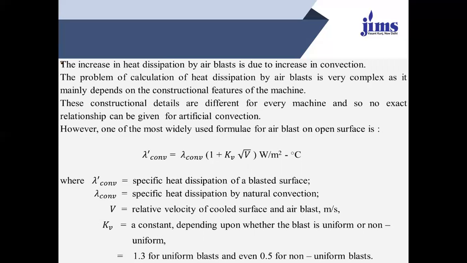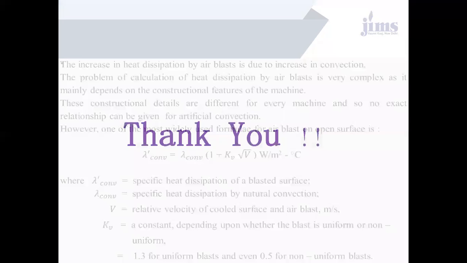Here lambda dash convection is the specific heat dissipation of a blasted surface. Lambda convection is the specific heat dissipation by natural convection. V is the relative velocity of the cooled surface and air blast in meter per second. Kv is a constant depending upon whether the blast is uniform or non-uniform in nature, normally 1.3 for uniform blast and 0.5 for non-uniform blast.